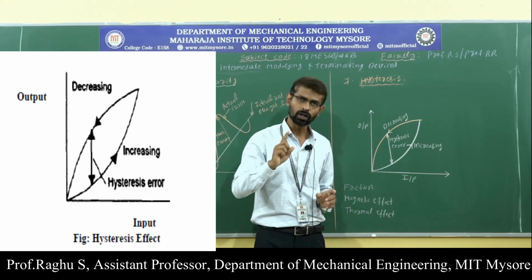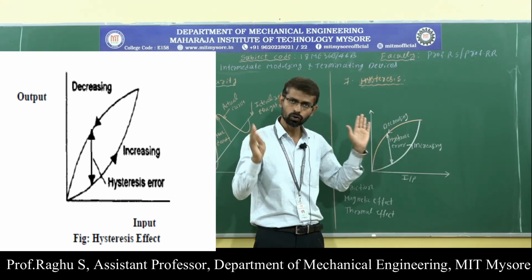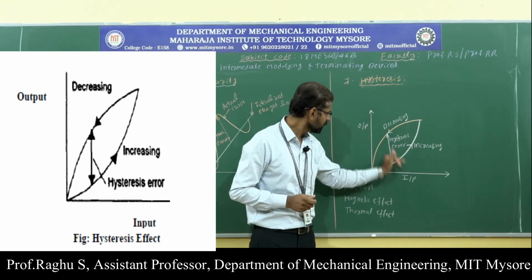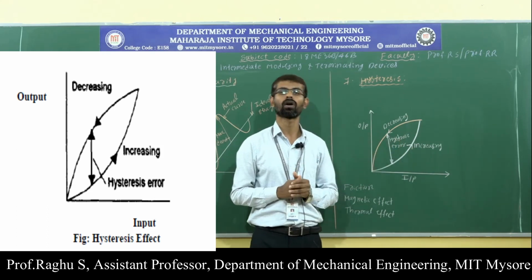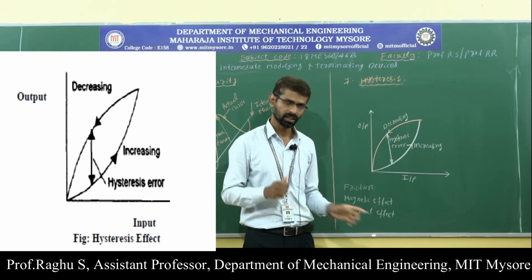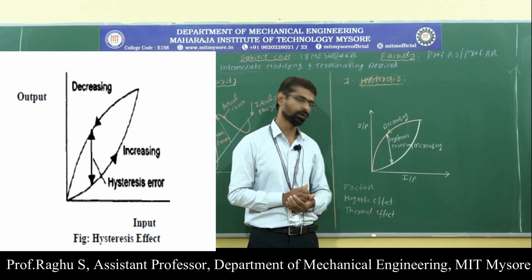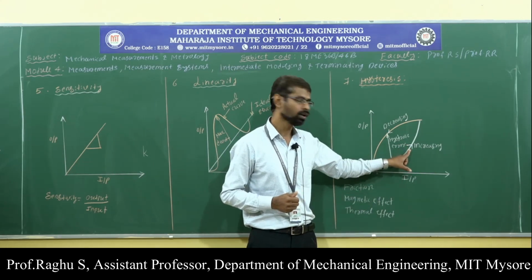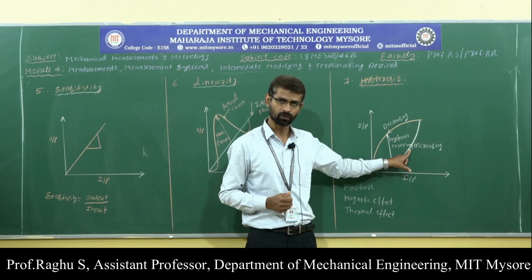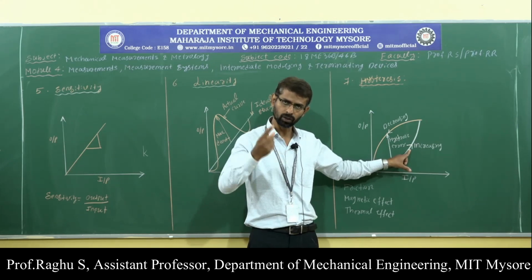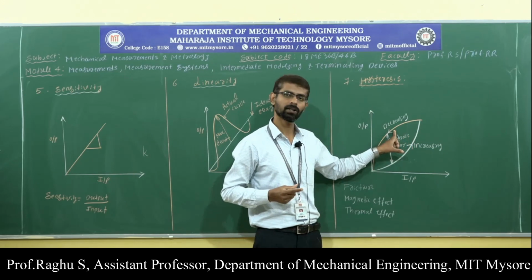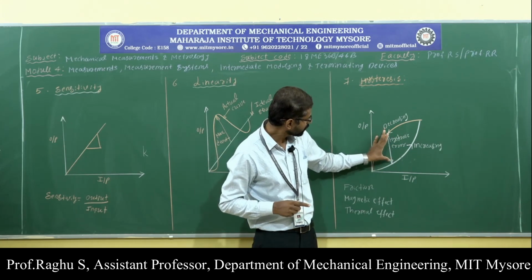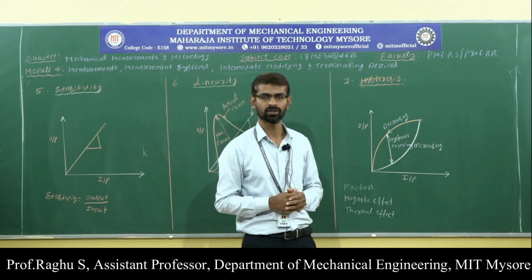Actually, both the increasing and decreasing curves should coincide. But the non-coincidence of the increasing curve and decreasing curve is called hysteresis. The reasons for hysteresis are friction, magnetic effect and thermal effect. Because of these three reasons, we observe the non-coincidence of the curves. If you conduct the experiment from 0 to peak value, we get the increasing curve. If you conduct it from peak value to 0, we get the decreasing curve.